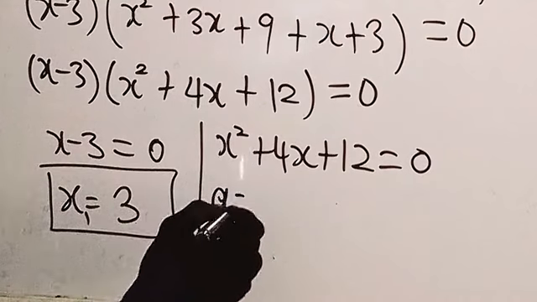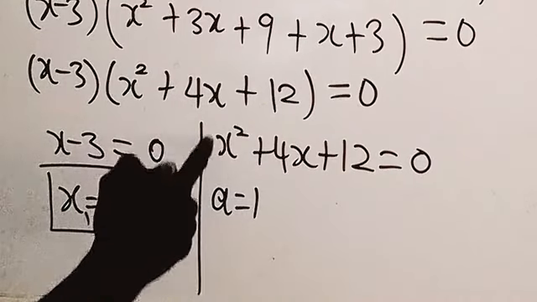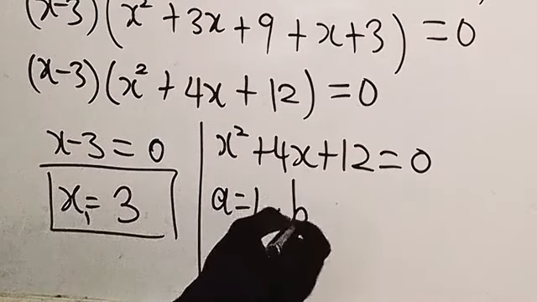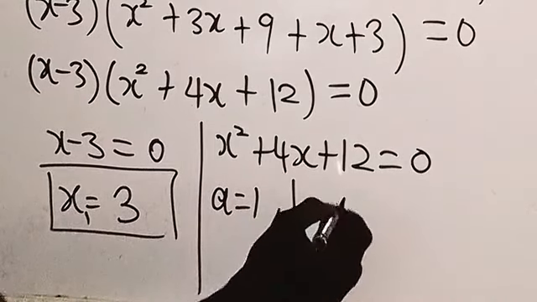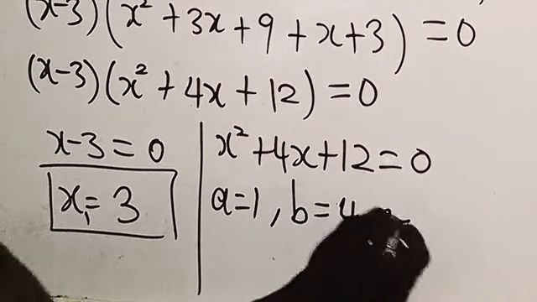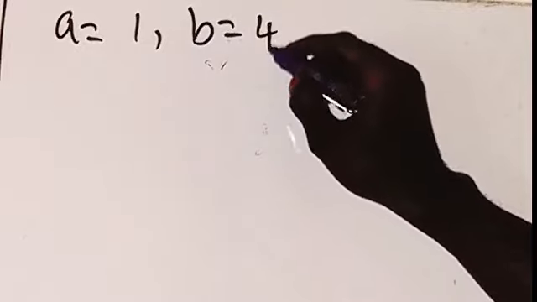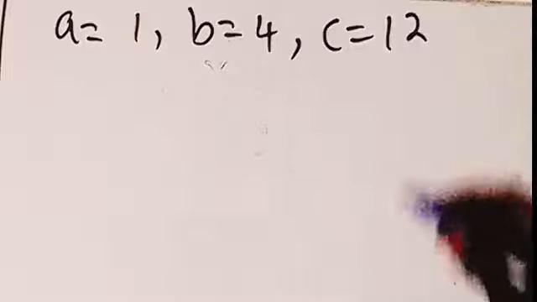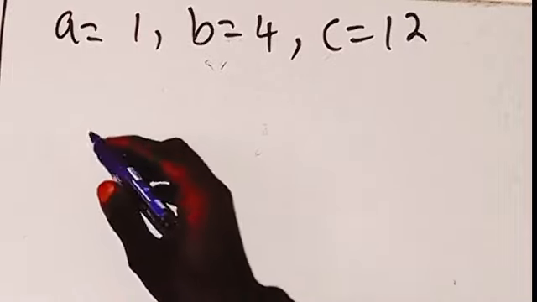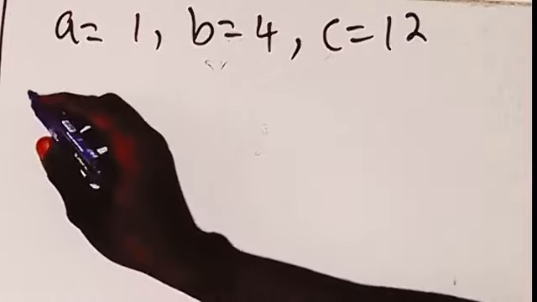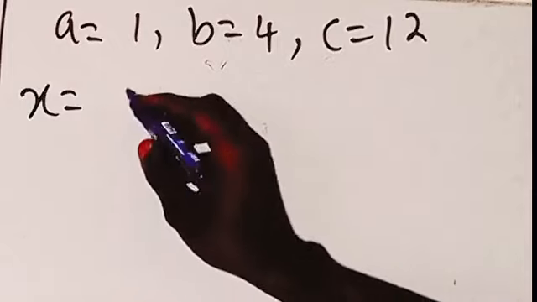So we have a is 1, which is the coefficient of x squared here. We have b, which is 4, and we have c to be the constant, which is 12. So let me write out a, b and c. We have a to be 1, b to be 4, and c to be 12. So that is the constant. So now from there we have x we are looking for.